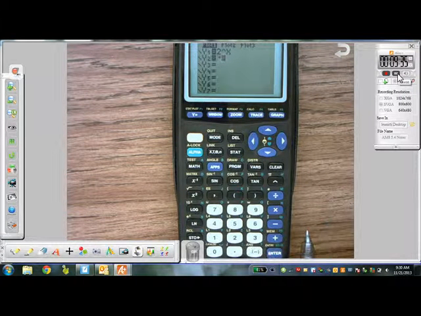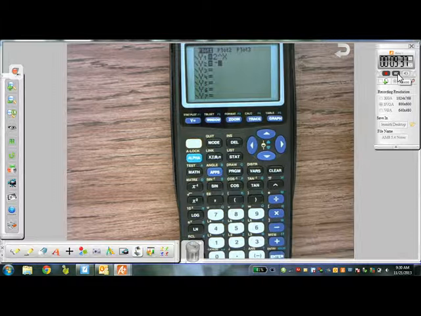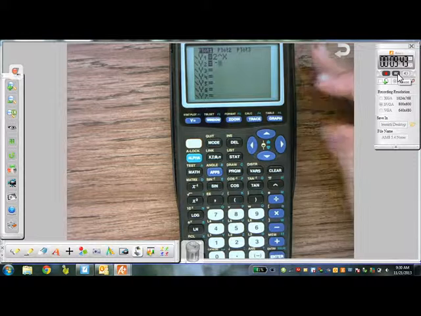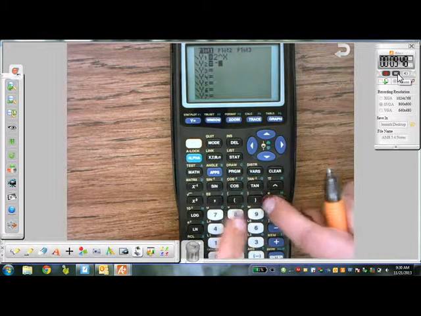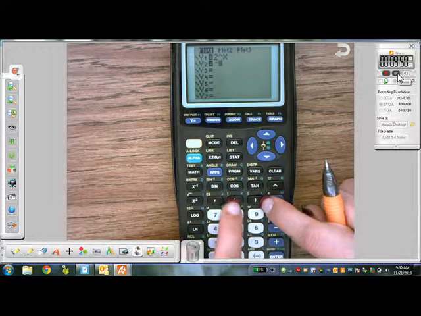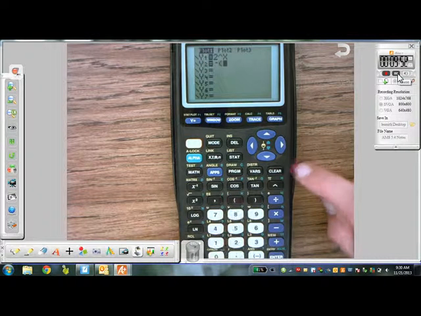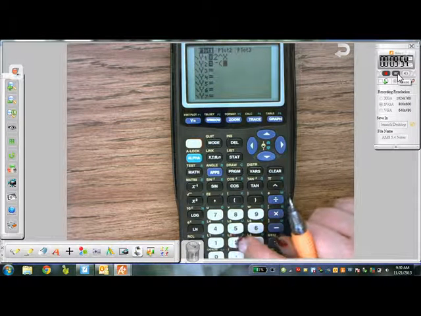Now, what do you notice about, in your book, it says negative 2 to the power of x. What do you notice about 2 to the x? It's in parentheses. So do you think we have to put it in parentheses? Yes. Parentheses are right up here. It's the first row of black buttons. So do the first parentheses, and then we're going to type in 2 to the power of x.